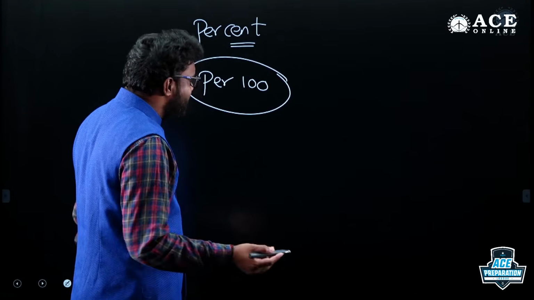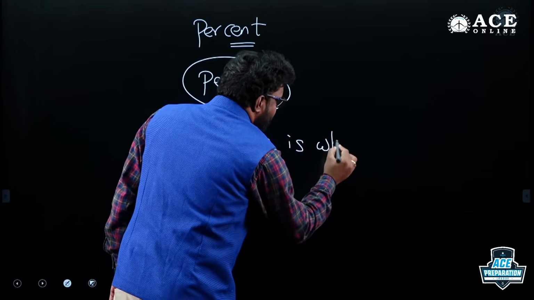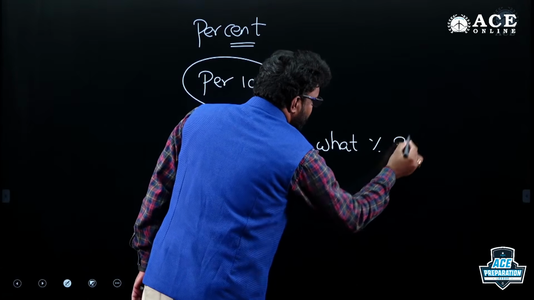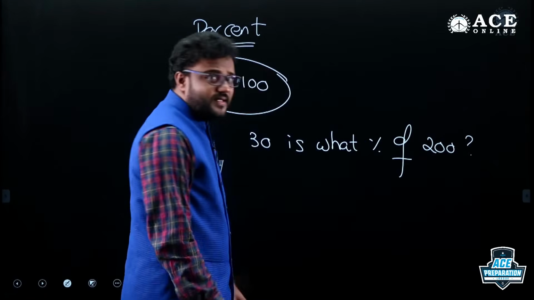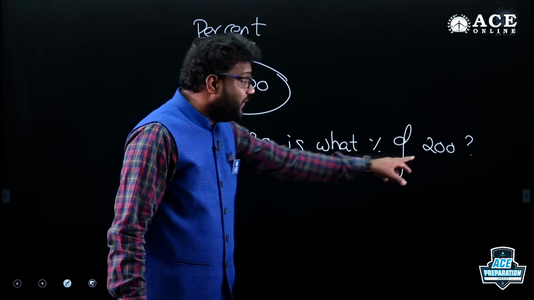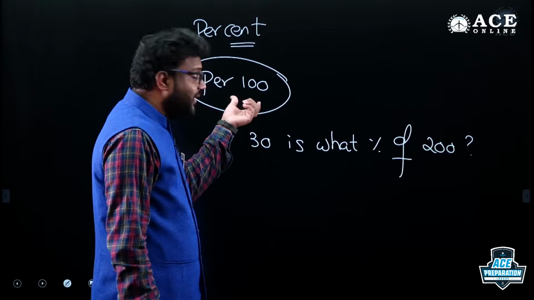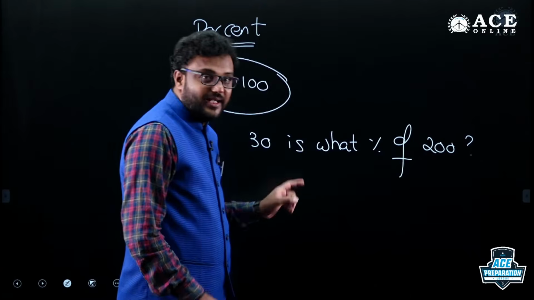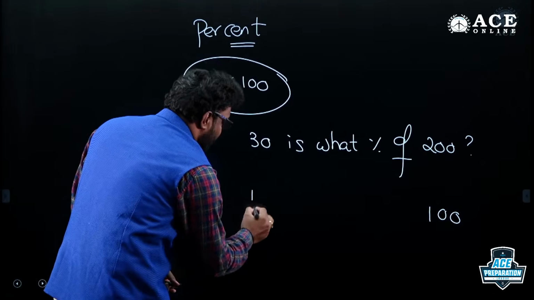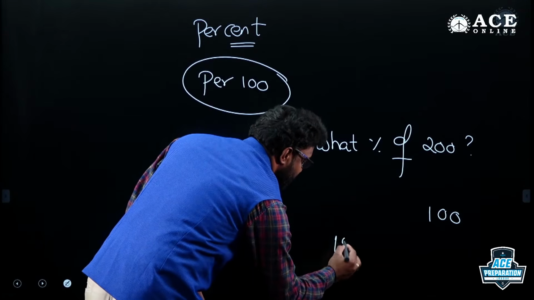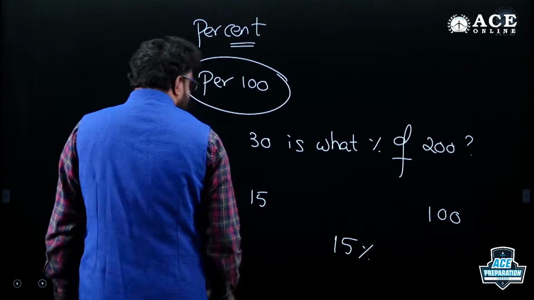For example, a very simple thing: 30 is what percent of 200? In the sense, you got 30 marks out of 200 marks. But percentage we should always calculate with respect to 100. Out of 200 you got 30. If it is out of 100, my dear friends, you are going to get 15. So this is 15 percentage. You got 15 marks out of 100, which clearly indicates it's 15%.